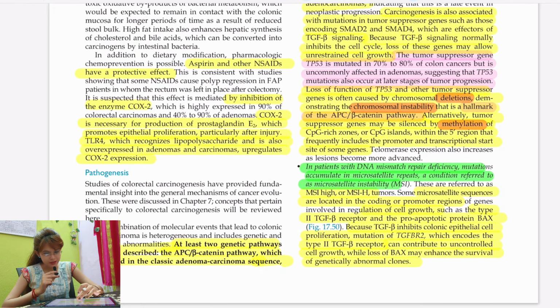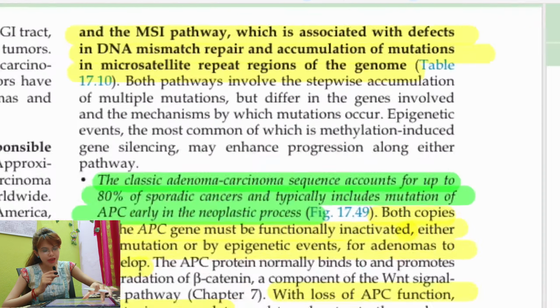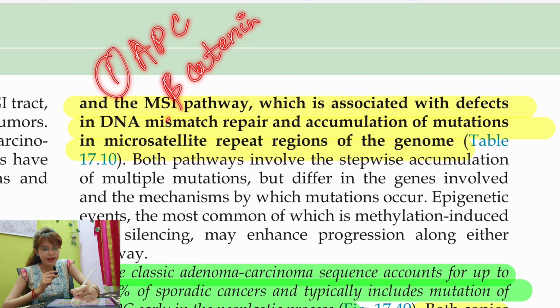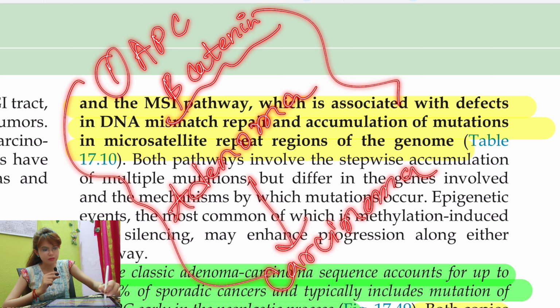Now, from here the interesting part starts. At least two genetic pathways have been described. Number one is the APC beta catenin pathway, which is activated in the classic adenoma carcinoma sequence. So we have one pathway, the APC beta catenin pathway, which is the actual adenoma carcinoma sequence. Now you know that first there's an adenoma and then from there you have the carcinoma. So this is basically the most common pathway.